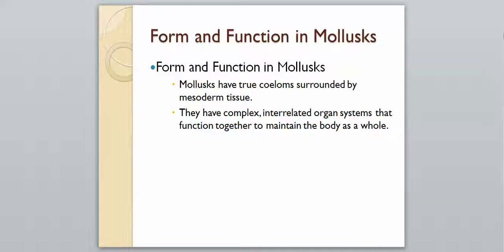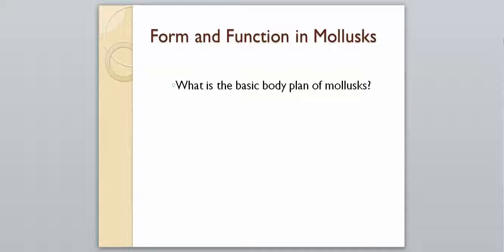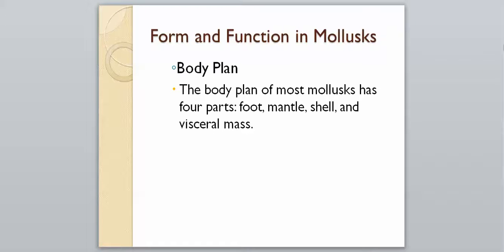And so now the form and function, how they're actually made up. So mollusks are groups that also have that coelom as well, and they also have complex interrelated organ systems that function together to maintain the body as a whole. So these actually do have some extremely complex organ systems that work together and help them carry out essential bodily functions. And before we get to how they actually carry out those body functions, they have a very specific body plan. So how they're made up is very specific to this group. So we need to look at what that body plan is.